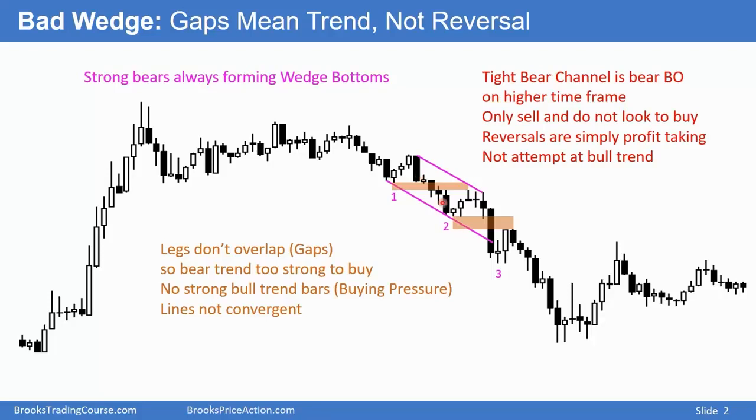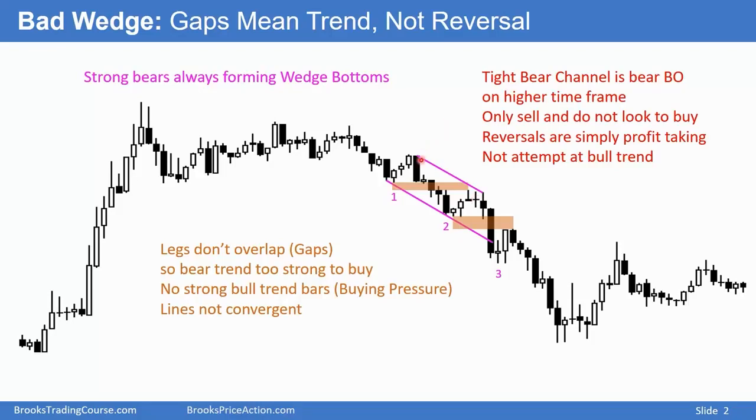And look at this. We have a leg down and we have a reversal attempt, but the high did not go above the low of the breakout point. There's a gap. We have another bear breakout, another reversal attempt. Good looking bull bar, but it did not close the gap. This bear trend is forming gaps. When the legs do not overlap, when you're forming gaps like that, the bear trend is too strong to buy.